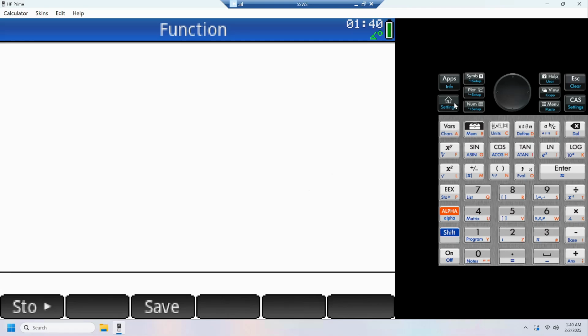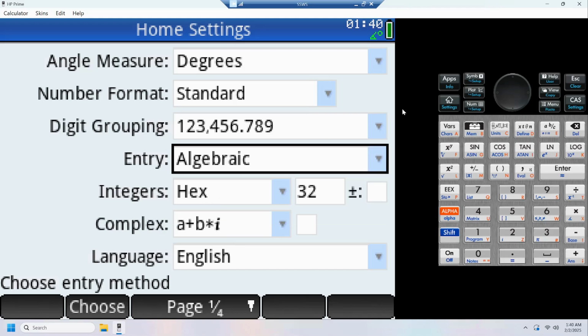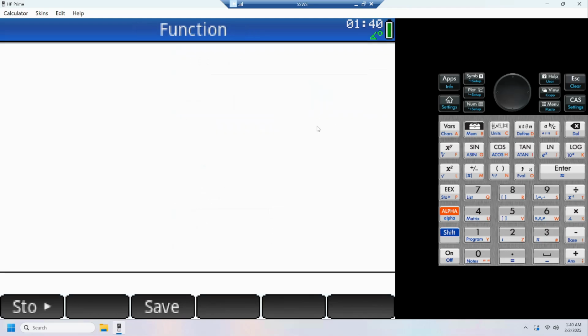If we were to go back to algebraic, the difference is so remarkable you might just die from shock. If we had 4 divided by 9, what happened? It only shows up on one line. Algebraic just makes it show up on one line. That's all. It doesn't show up like it did before when we were using textbook.